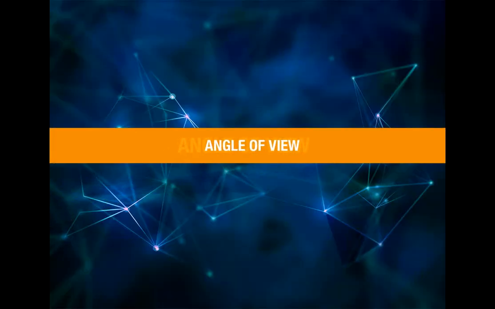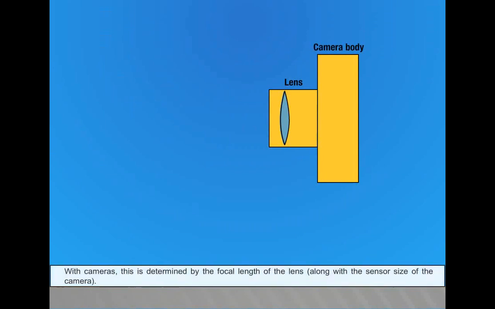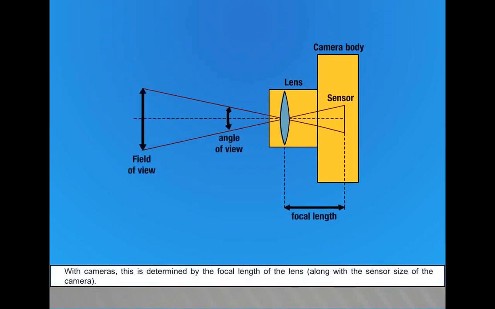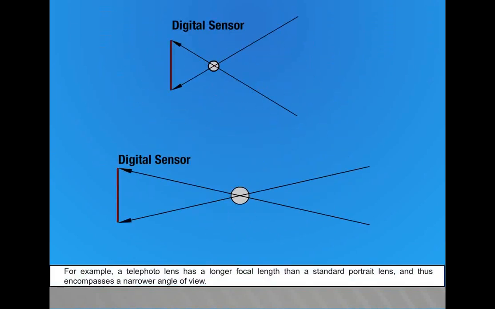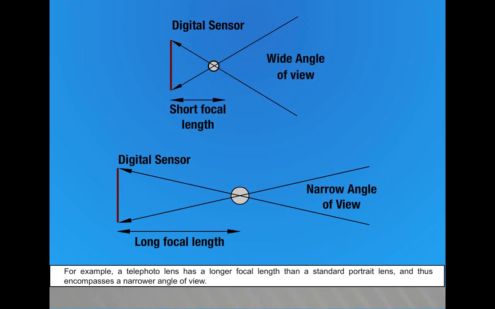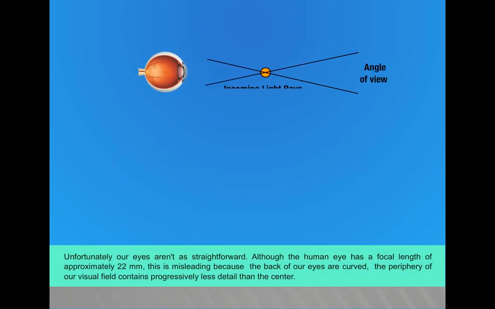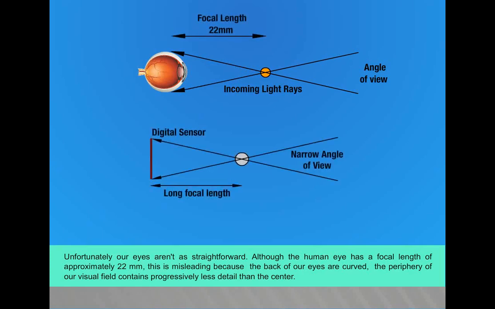Angle of view. In this video, we are going to see about angle of view. With cameras, this is determined by the focal length of the lens along with the sensor size of the camera. For example, a telephoto lens has a longer focal length than a standard portrait lens and thus encompasses a narrower angle of view. Unfortunately, our eyes are not as straightforward. Although the human eye has a focal length of approximately 22 mm, this is misleading because the back of our eyes are curved. The periphery of our visual field contains progressively less detail than the center.